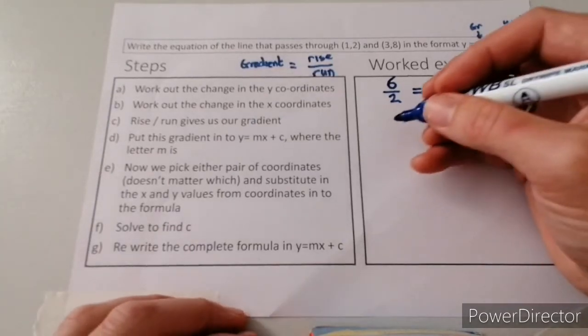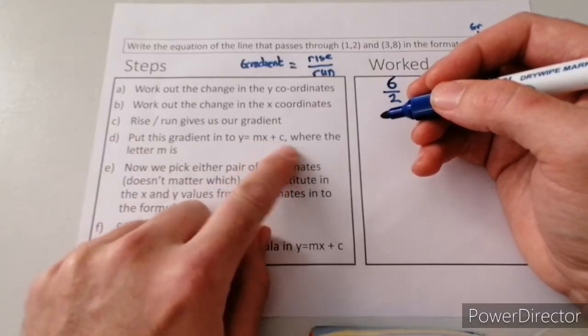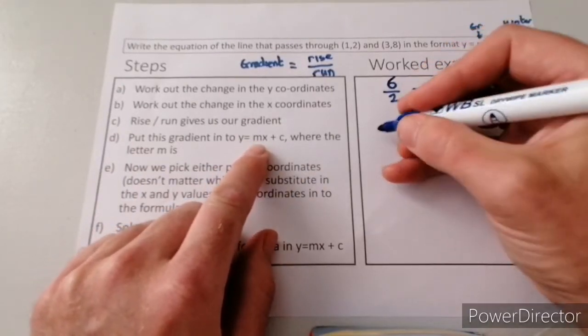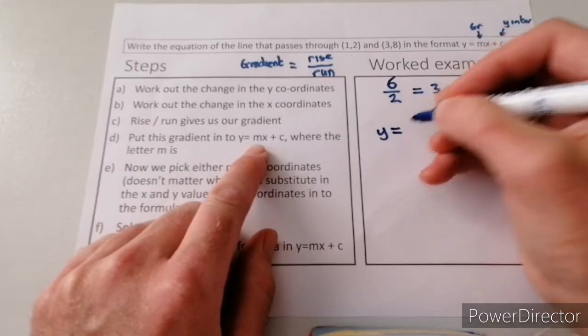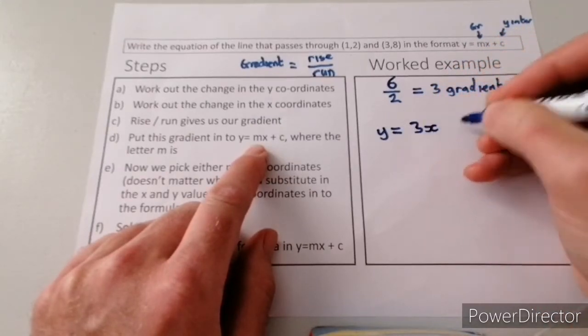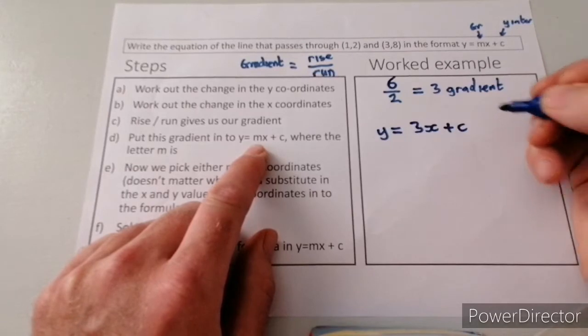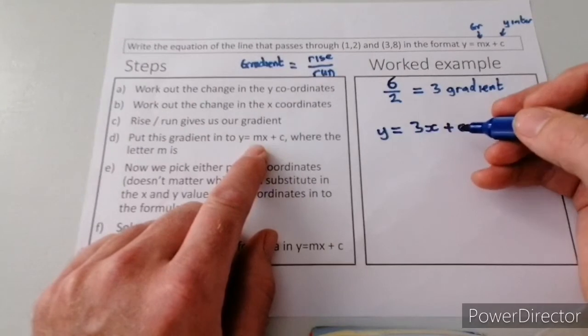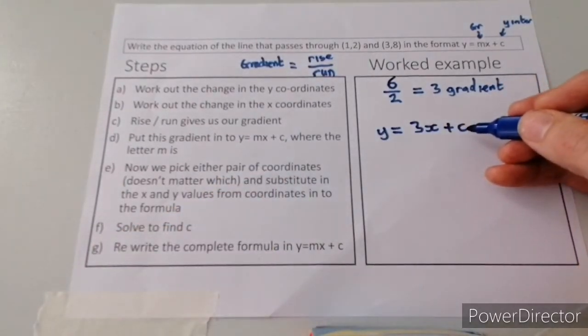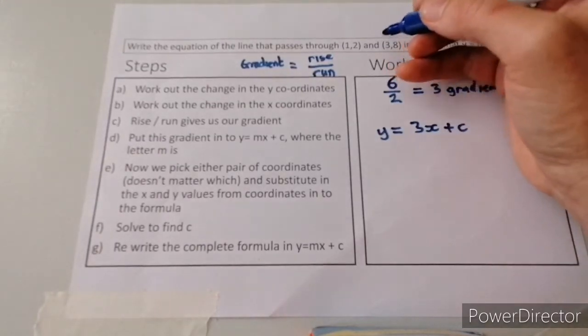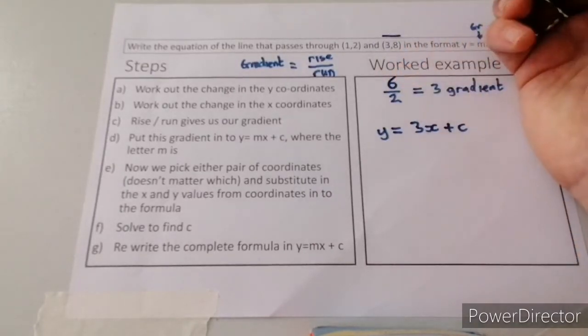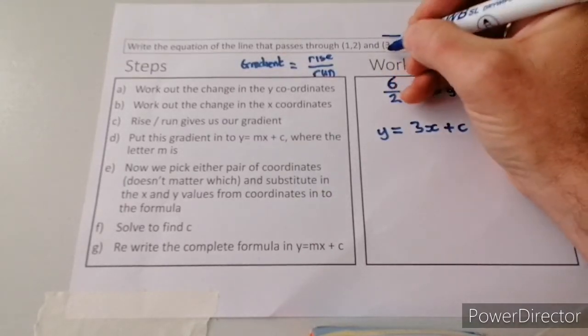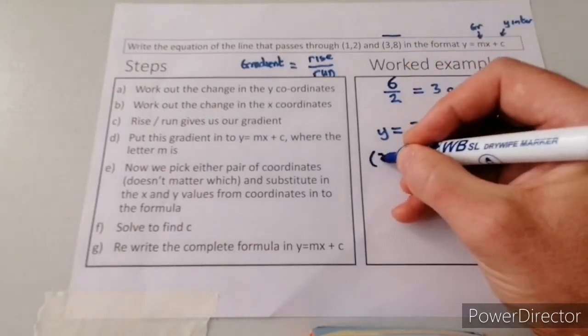Okay? So now, instead of writing y equals mx plus c, where m, this gradient, is a mystery, we now know that it's y equals 3x plus c. Because we know that the gradient is 3, so we can substitute that number into our formula. The only difficult bit now is we've got to work out what this c figure is. Okay, what we're going to do is pick a pair of coordinates. I'm going to pick 3 and 8. It really doesn't matter which ones you pick. So the coordinates that I've picked are (3, 8).